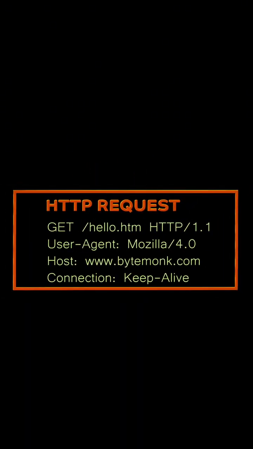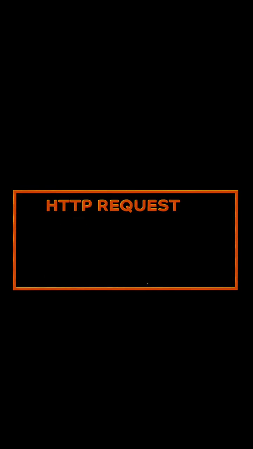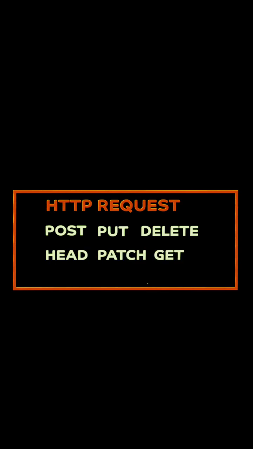Here is an example of a sample HTTP GET request which a client can send to a server, where one machine is sending a GET request and the server is responding with an HTML file. As you can see, a simple HTTP GET request contains various parts. Here is a simplified example of how you would code a GET request in JavaScript. Just like the GET request, there are other types of HTTP requests such as POST, PUT, DELETE, HEAD, PATCH, and so on. On the internet today, the GET and POST methods are the ones most commonly used.